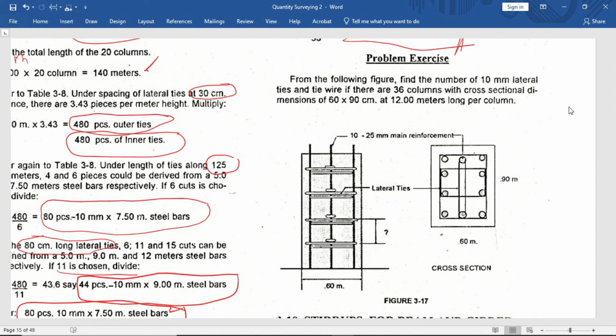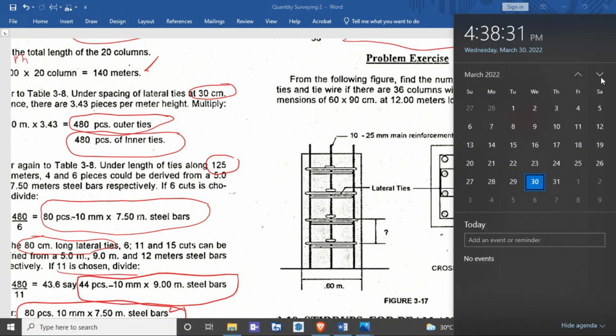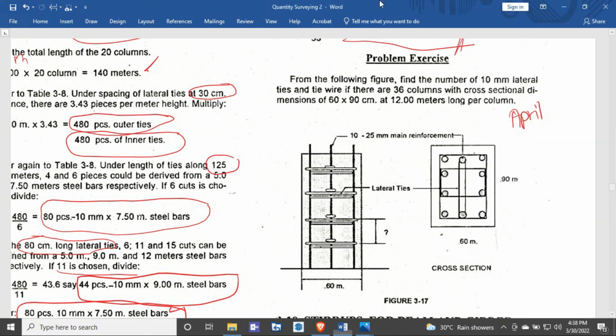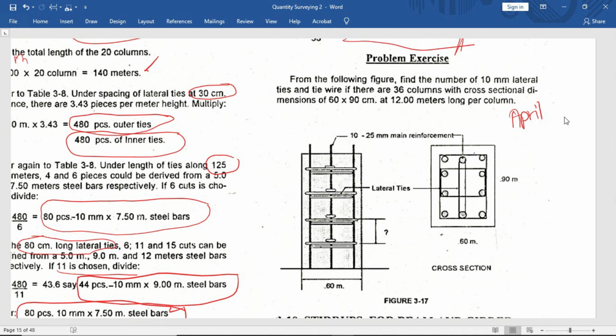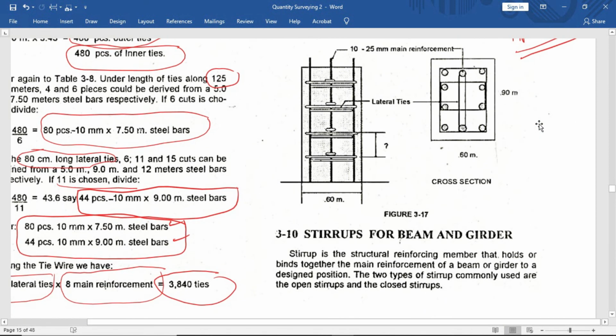Ito ay April 8, kadugtong to ng isa sa discussion number 2. April 8 rin to. Sa mga hindi nanonood ng video, hindi nyo makikita to. So, dalawang problem na yon. Next discussion natin is stirrups for beams and girders.